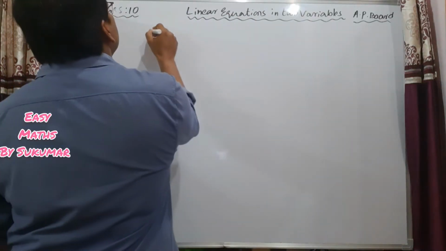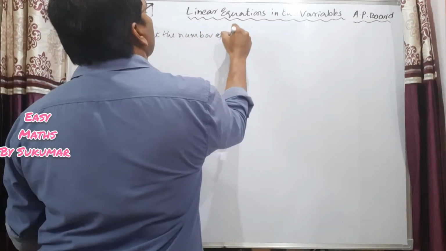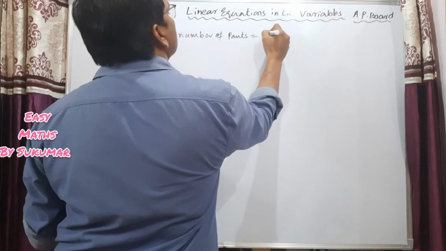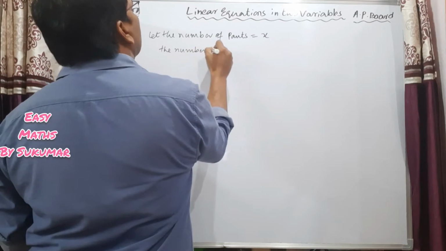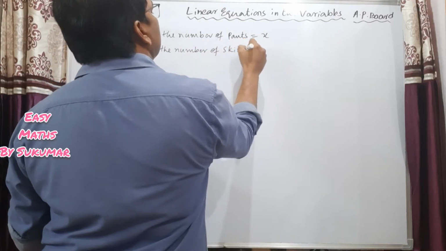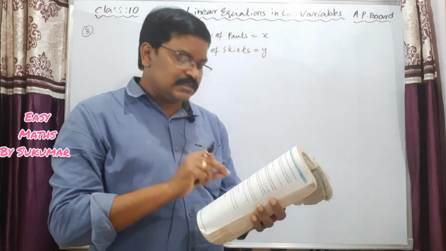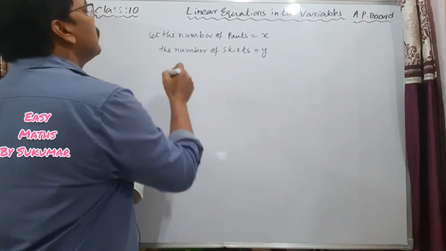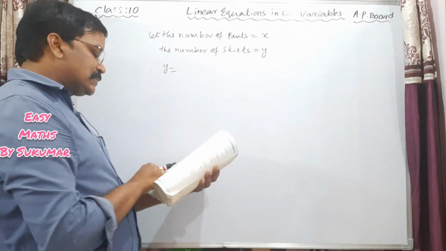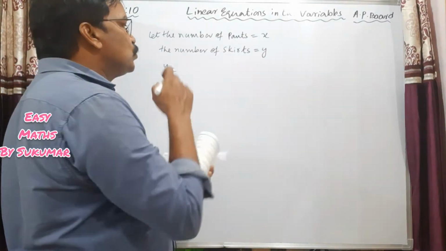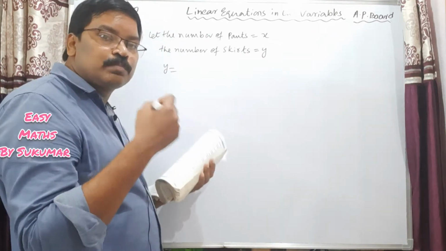That means first let us take, let the number of pants be equal to x and the number of skirts be equal to y. Okay. See here in this first case, the number of skirts, that means y, is equal to 2 less than twice the number of pants purchased. 2 less means minus, use minus for less. For more, use plus.